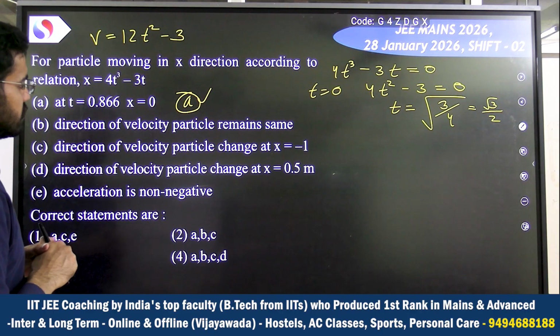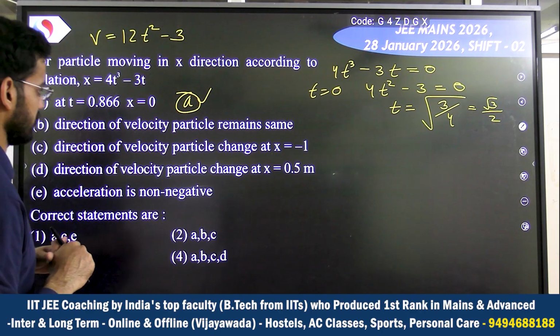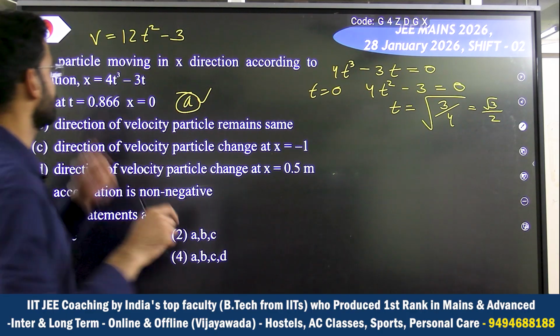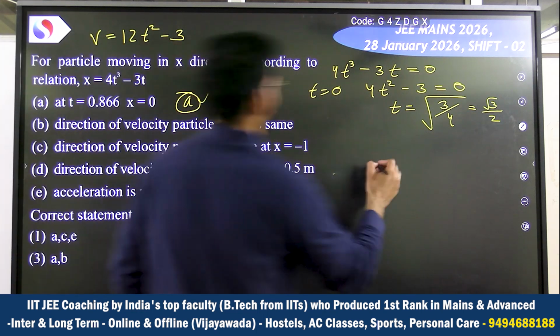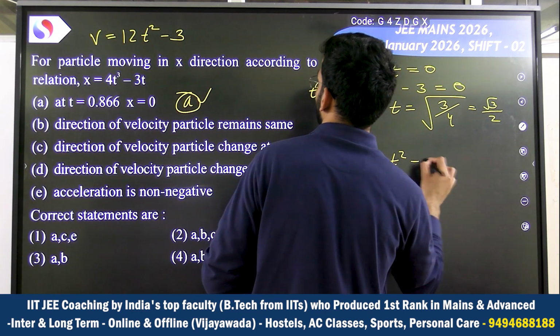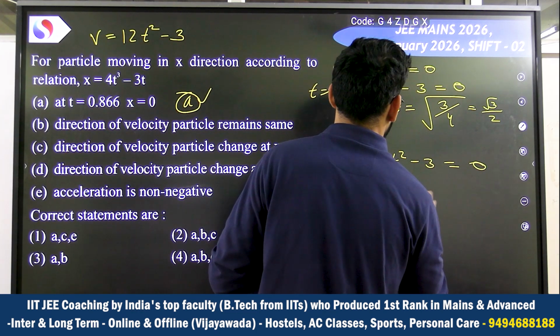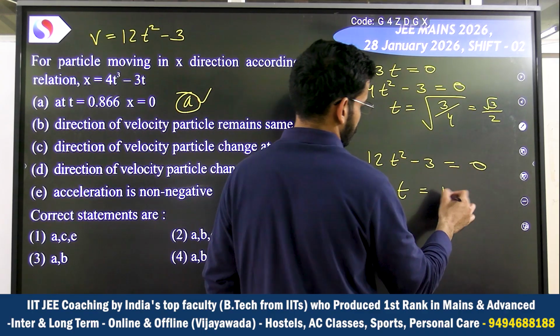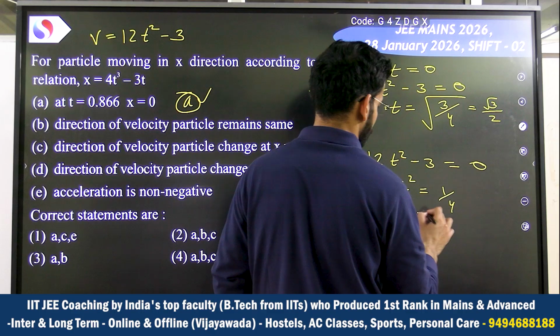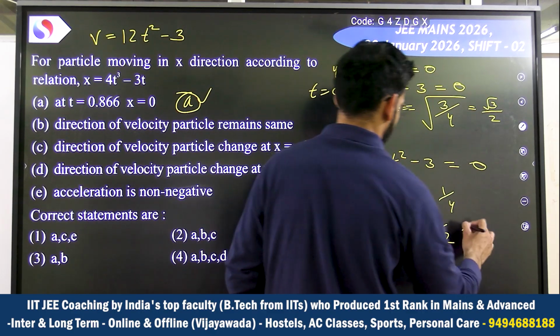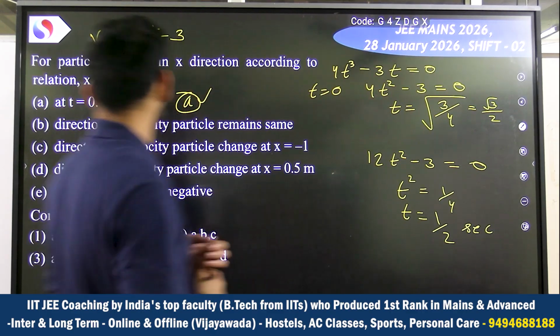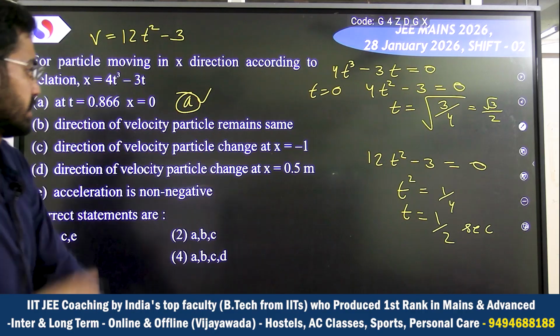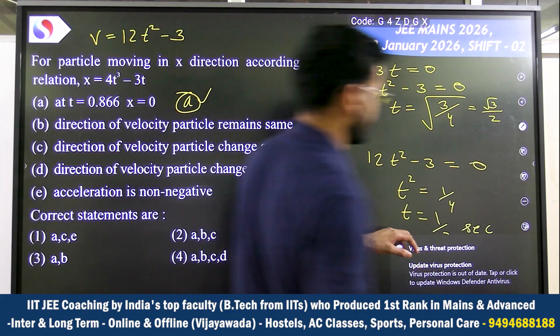C: direction of velocity of particle changes at x equal to minus 1. Okay. So when velocity equals 0, if you put, what is coming? 12t square minus 3 equal to 0. So here t square will come 1 by 4. So t equal to 1 by 2, right? 1 by 2 seconds. He is saying x equal to... okay, so instead of time, he is asking x. So what do you do for that?